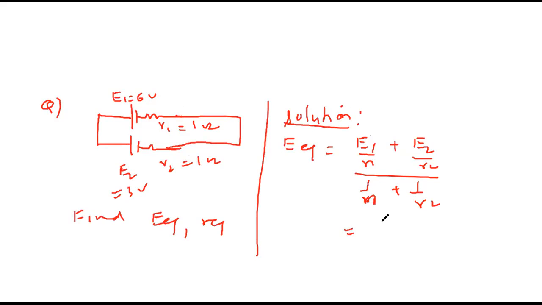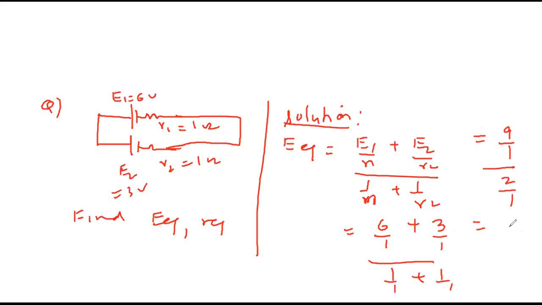Yes, sir. Now E1 is 6, R1 is 1, E2 is 3, R2 is 1, divided by 1 upon 1 plus 1 upon 1. So that will become 6 plus 3, 9 upon 1, divided by 2 upon 1. So can I say 9 upon 1 into 1 by 2, 4.5 volt. I hope you followed. Equivalent, you followed 4.5.